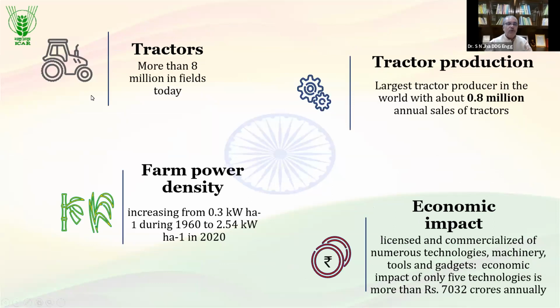Many of you may not be knowing. That's why I have put this slide. More than 8 million tractors are in the field today. Total tractor production is 0.8 million. Annual sales of tractors in our country is 0.8 million. Our power density was 0.3 kilowatt per hectare.